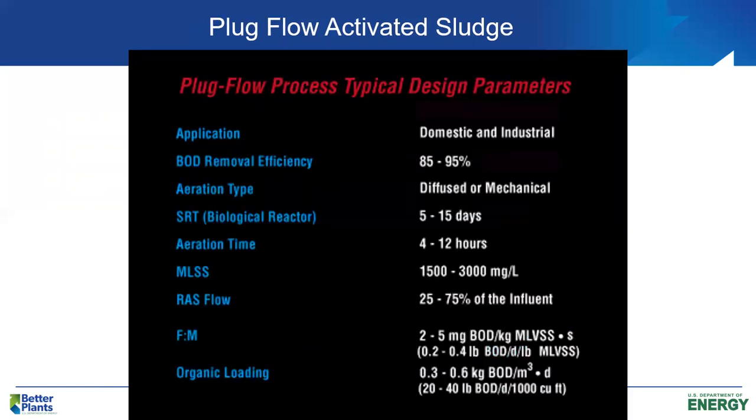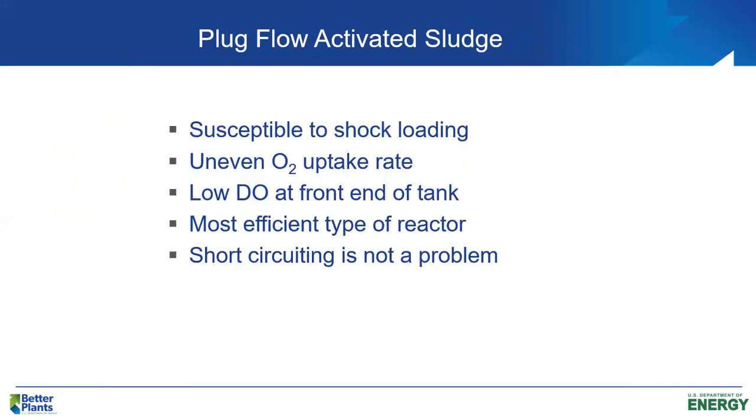Again, we'll get about 85 to 95% BOD removal, so we'll produce a good quality effluent. Moderate aeration time, 4 to 8 or 4 to 12 hours. Return sludge flow rate about 25 to 75%. And then if we use plug flow, usually we'll keep the volumetric organic loading rate in the range of 20 to 40 pounds of BOD per day per 1,000 cubic feet. And again, we should produce a very high quality effluent in terms of BOD and suspended solid removal.